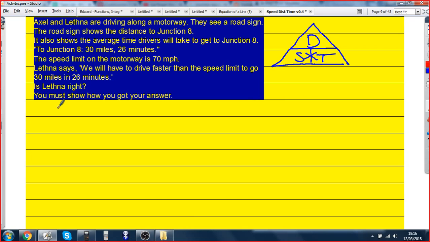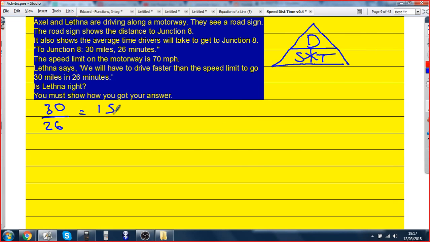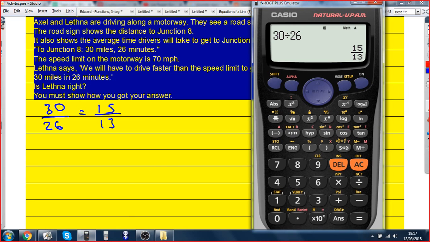Mm-hmm. That's one way to do it. So like 30 miles divided by 26. Okay, 30 divided by 26. So it seems weird. So that's giving us 15. Let's just write it as 15 over 13. Or basically that's like 1 point something. Any idea why it's given us that strange thing?